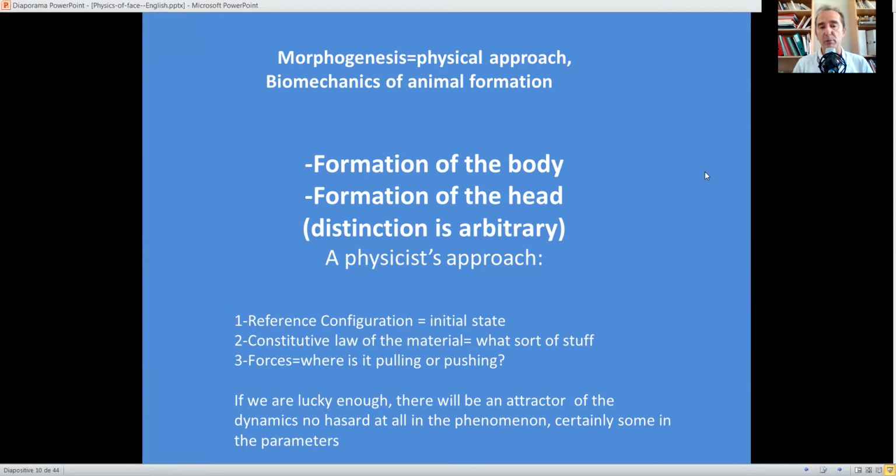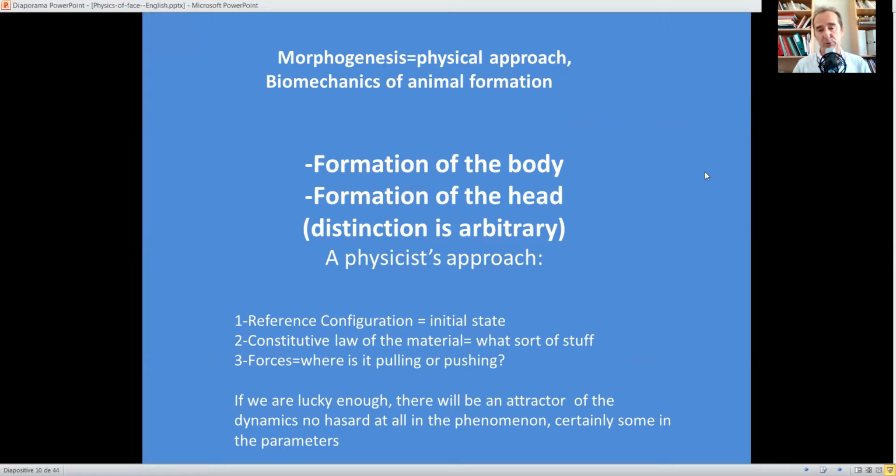So I'm going to explain the formation of the body, the formation of the head, and you may wonder whether it's arbitrary. We give names to parts, but biology does not give names to parts. It's not conceivable to make a head without a body or a body without a head. So maybe the distinction between body and head is arbitrary, and we'll see whether it's arbitrary or not, what is the difference between the sensory organs and the rest of the body.